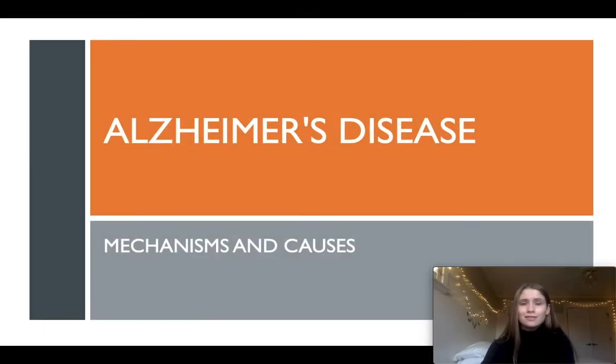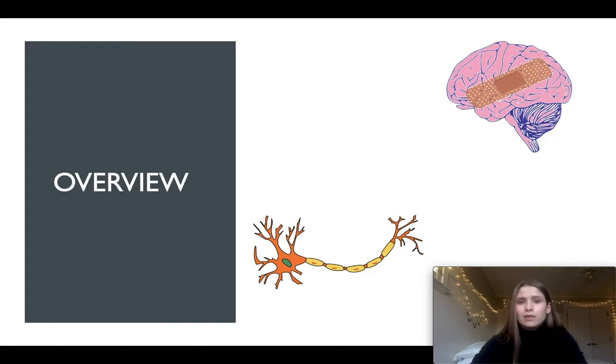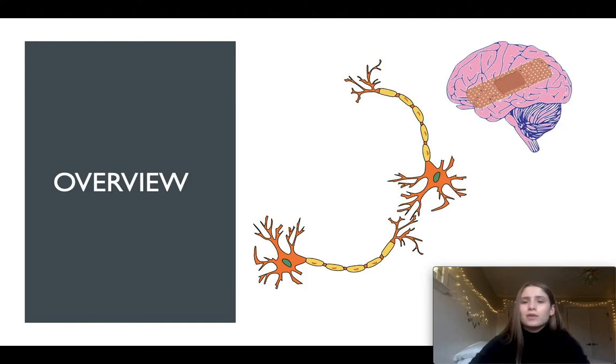So today in this video, we're going to be talking about the mechanisms and causes of Alzheimer's disease. So a little overview, if you remember from last time, Alzheimer's disease is damaging of the brain, right? And it's not just damaging of the brain, but the neurons in it. And even more specifically, not just the neurons themselves, but their ability to communicate to other neurons, because that's how our brain works, right? That's how we remember things, that's how we function in our day to day lives.